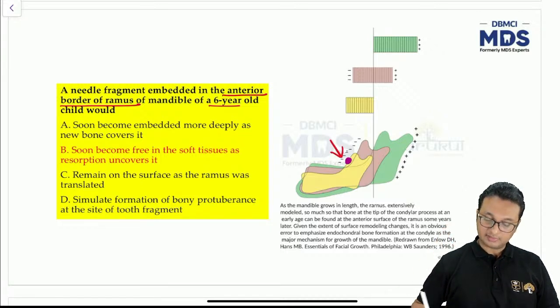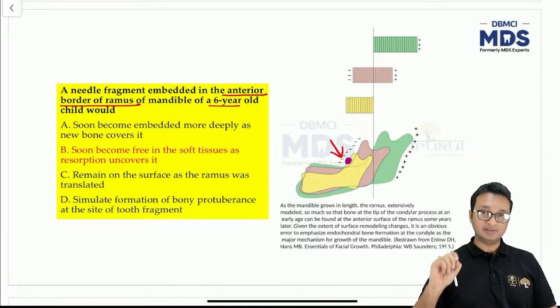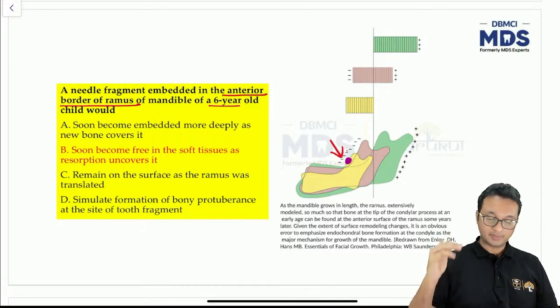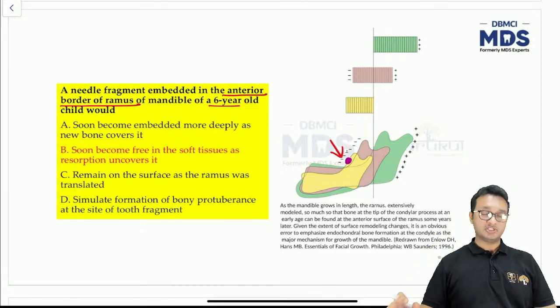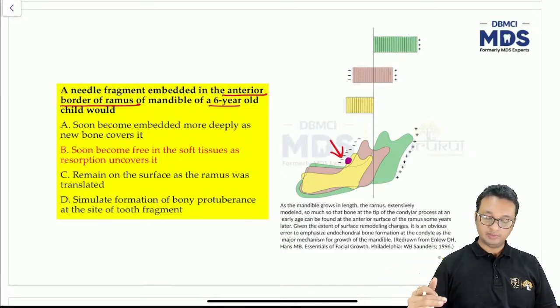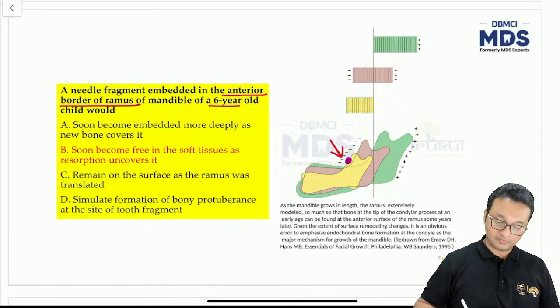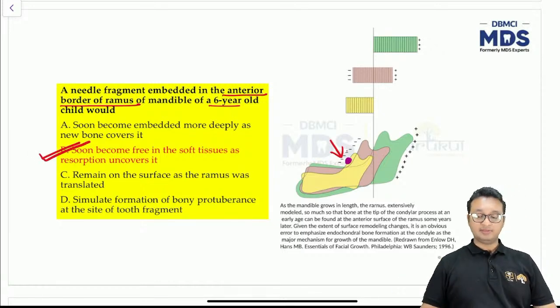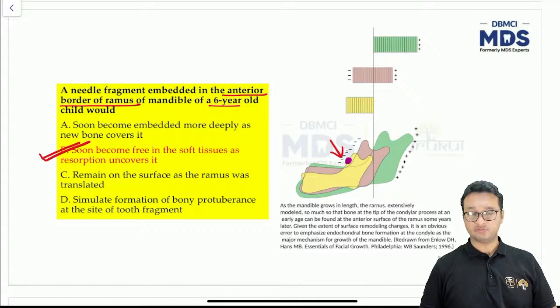So if you look at the question very carefully, if you visualize the question very carefully, you can very well answer that the needle which was inserted here at 6 years of age, now suppose the child has become 15 years of age. After 9 years, you will observe that the needle has become free and it has inserted into the soft tissue as resorption uncovers it. This is one example of an application based question.